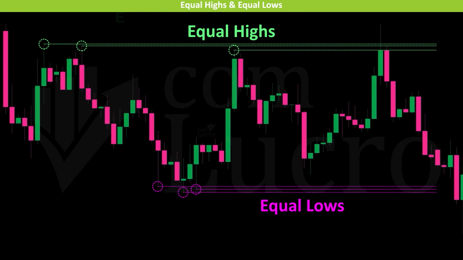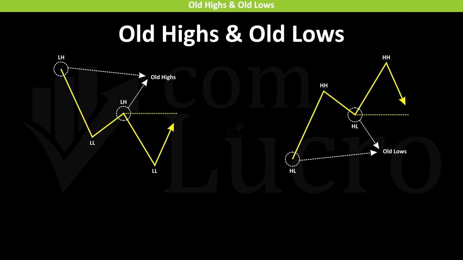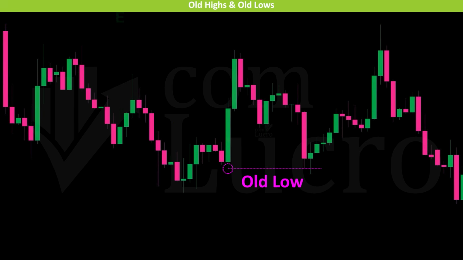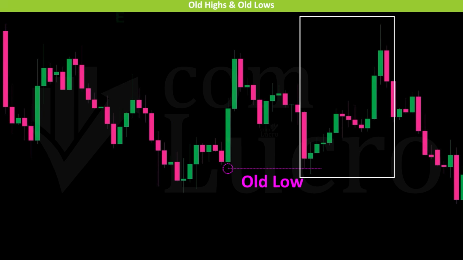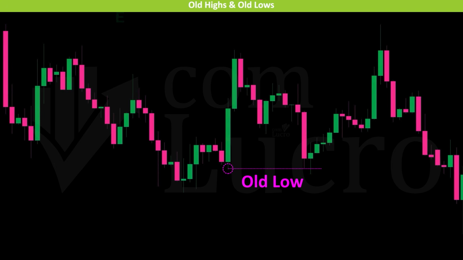It is important to understand that equal highs and equal lows do not need to be perfectly aligned at the exact same price. What matters is the clustering of swing points within the same general area, which often signals a concentration of liquidity. Old highs and old lows are different. These are swing highs or swing lows that stand out because they are isolated from surrounding price action. They represent previous extremes that price has not revisited for some time. In the example of an old low, price trades below the level without closing below it, and then starts to move higher. This behavior highlights how price can trigger liquidity below an old low without accepting value beneath it.